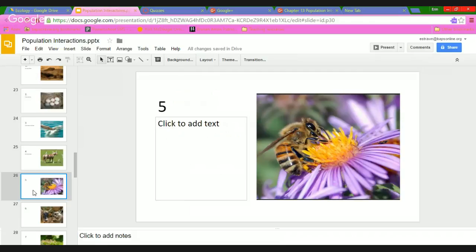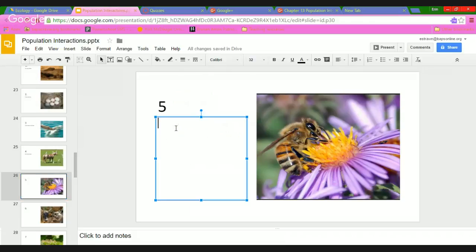All right, so here's a bee, and he is eating pollen from a flower. What type of relationship do you think this is? Go ahead and pause it and type it in. If you said mutualism, you are again correct.